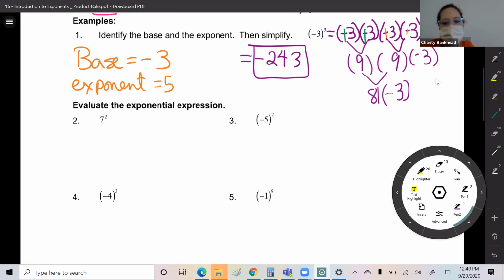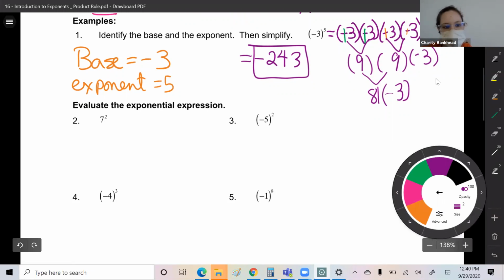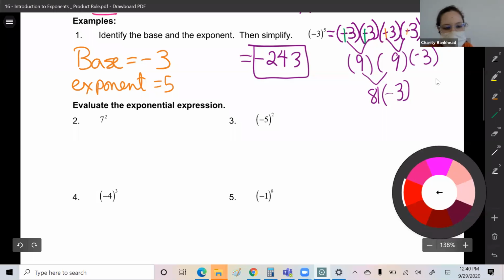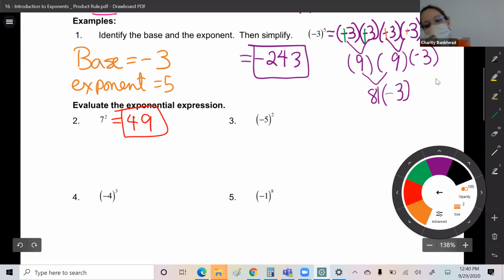So 7 squared, so 7 times 7 would be 49. And then number 3, we have -5 squared. So that is a negative number raised to an even exponent. So it's going to end up being positive because it's -5 times -5, which equals +25.